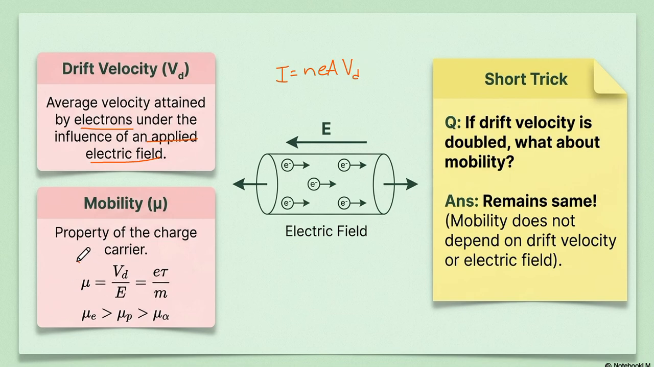And another relation, between drift velocity and mobility, is Vd upon E is equal to mu. So here is one question: if drift velocity is doubled, then what about mobility? So the answer is it remains the same, because mobility does not depend on drift velocity and electric current. Okay, so this is the trick.